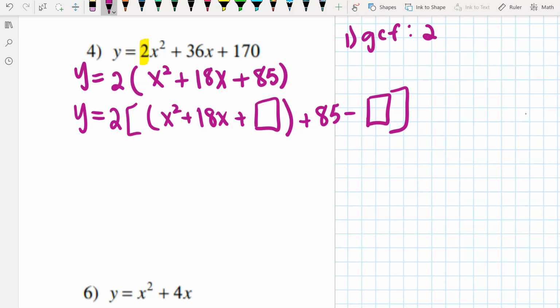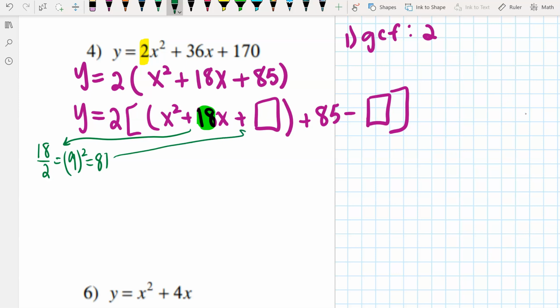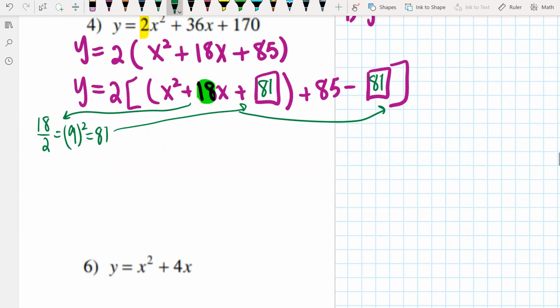So here, at this point, we're going to take our B, and we're going to divide it by 2, and we get 9. Square it, and we get 81. So now that is going to go in both of our boxes, both plus and minus. Okay, so this is the point where you can now create your perfect square trinomial.